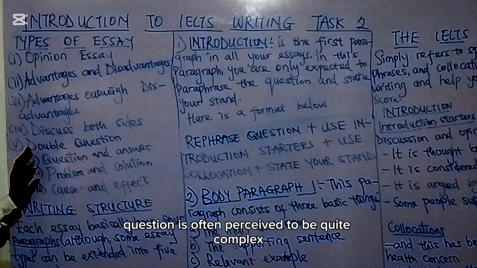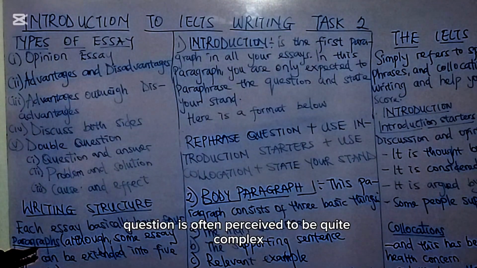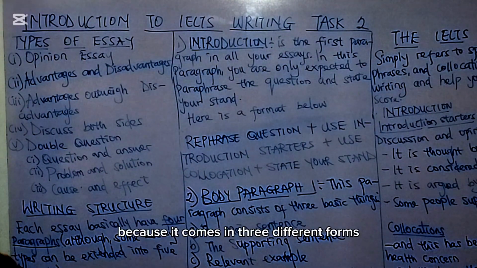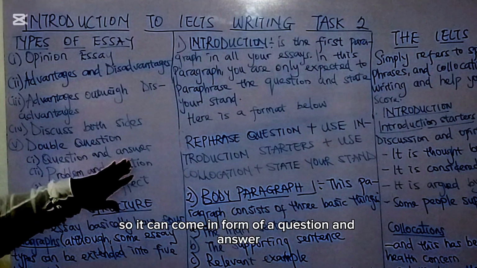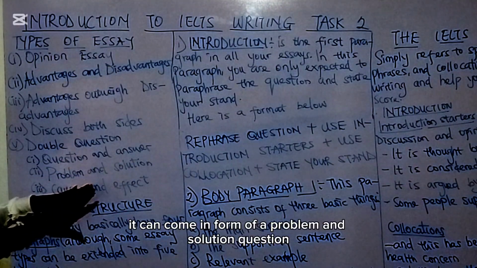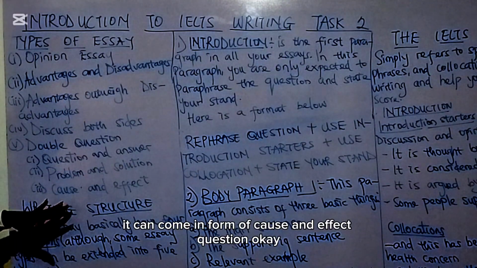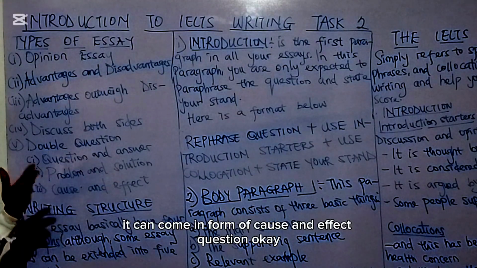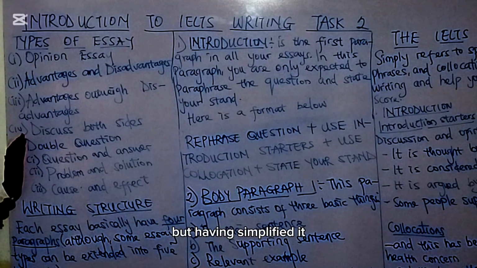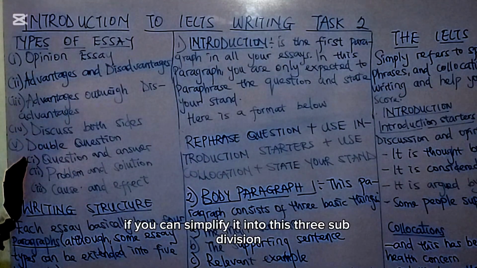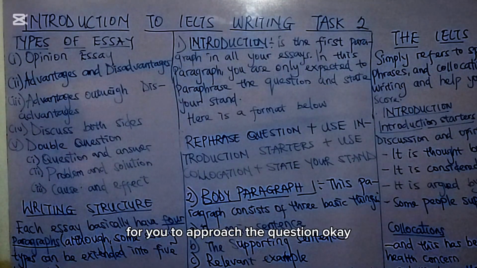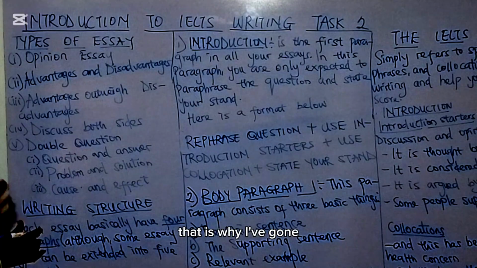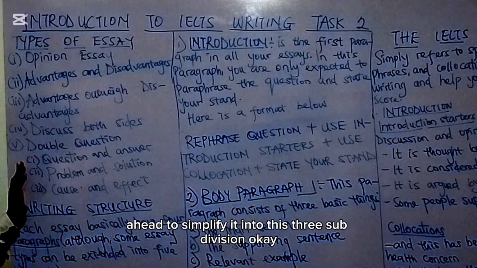Okay, so this double question is often perceived to be quite complex because it comes in 3 different forms. It can come in 3 different forms. Okay, so it can come in form of a question and answer, it can come in form of a problem and solution question, it can come in form of cause and effect question. Okay, but having simplified it, if you can simplify it into these 3 subdivisions, it makes it very easy for you to be able to approach the question. Okay, that is why I've gone ahead to simplify it into these 3 subdivisions.